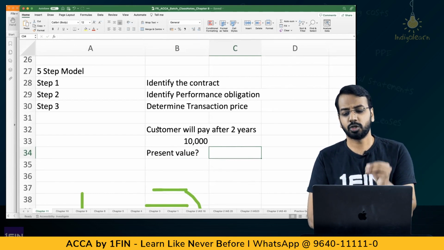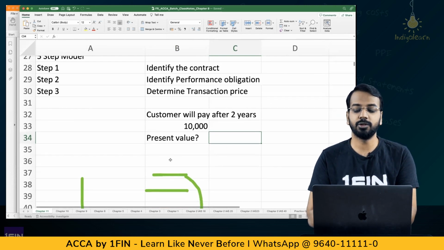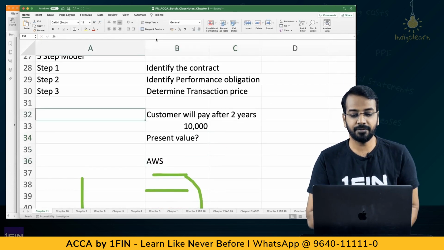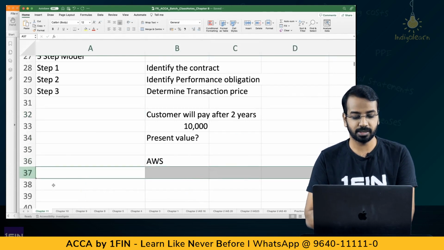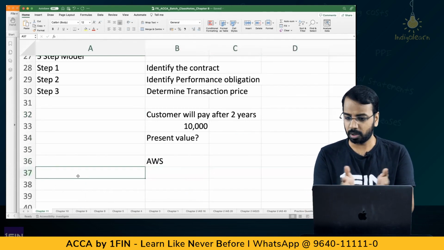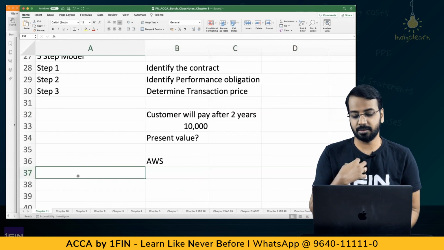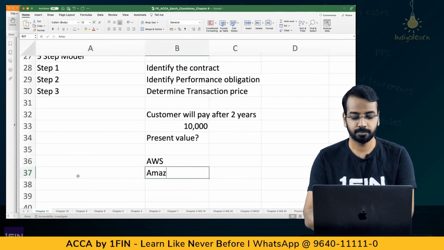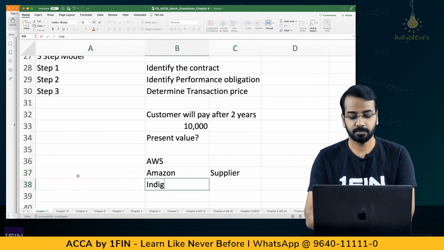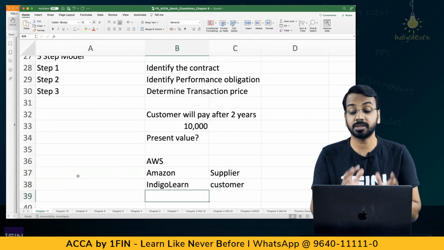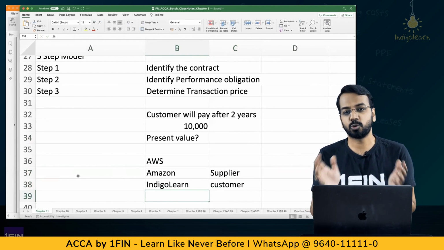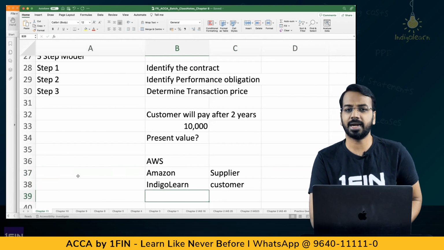Another situation could be, I'll give you a very simple example. Say, for example, we use AWS for all the streaming services. We are the customer; AWS, Amazon, is the supplier. IndigoLearn is the customer, and we are using AWS services to host our website and to store our content. All of that is being handled by AWS.